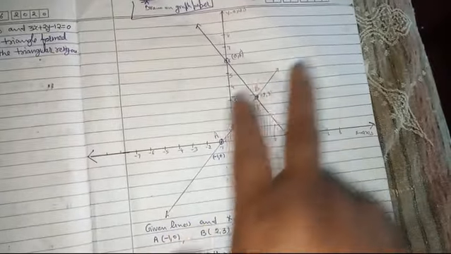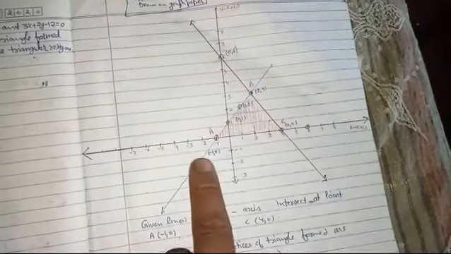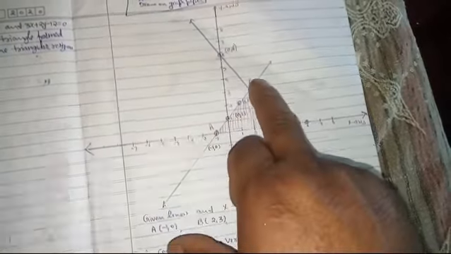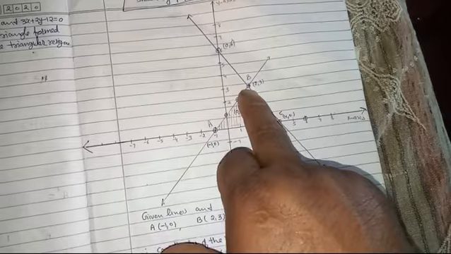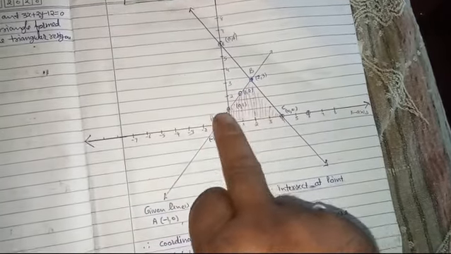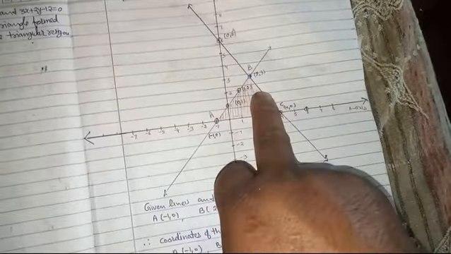So the scale you have to take is 10 small squares equal to 1 unit. When we plot the graph, we see that the lines intersect at this point B, and these lines intersect the x-axis at A and C. Then after that we have to shade this region.